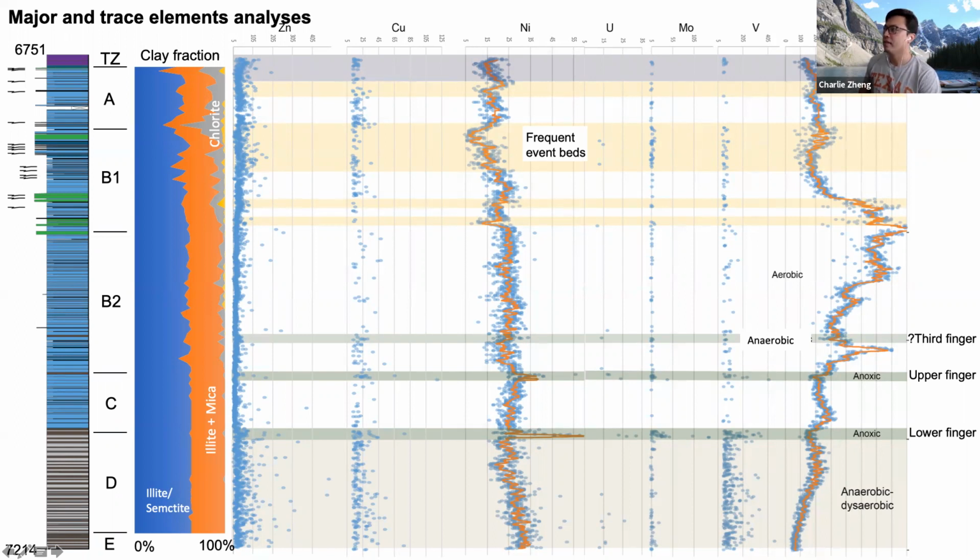And lastly, the transition zone was interpreted as oxygenated, but maybe slightly decreasing the nutrient.